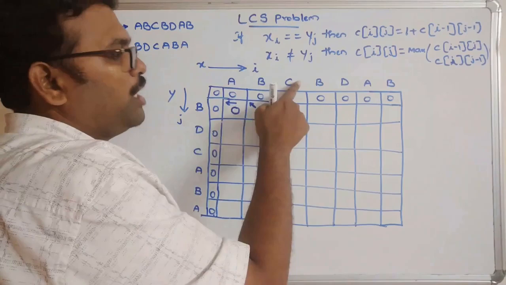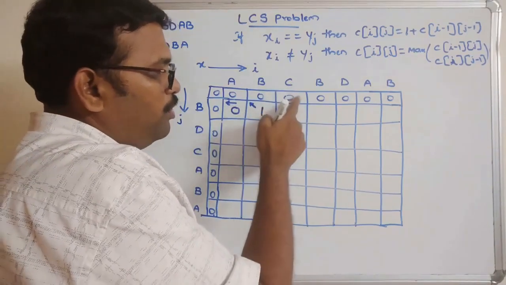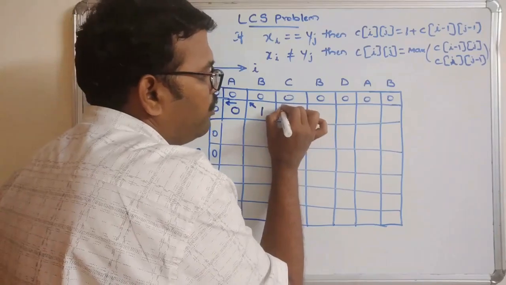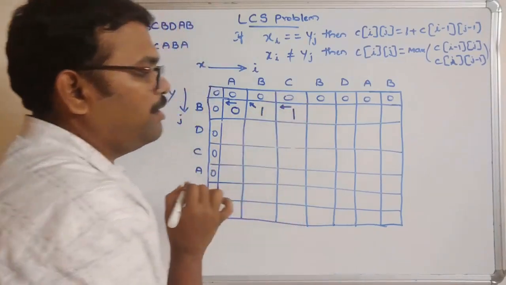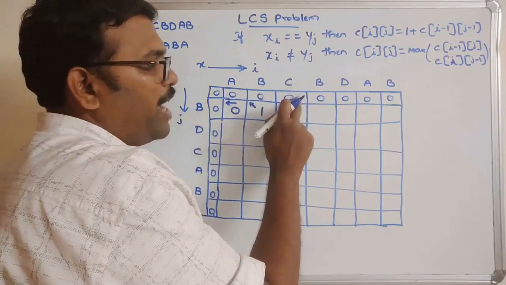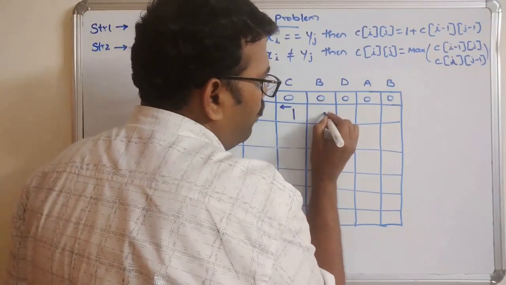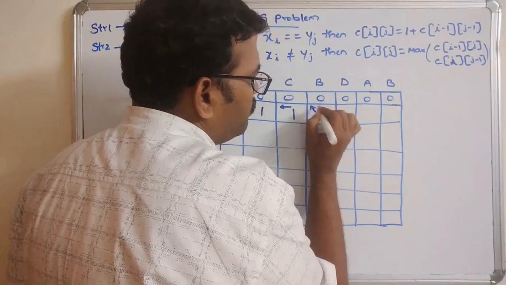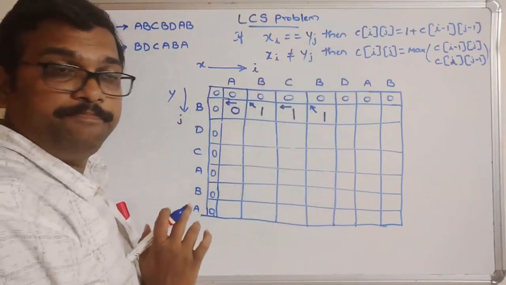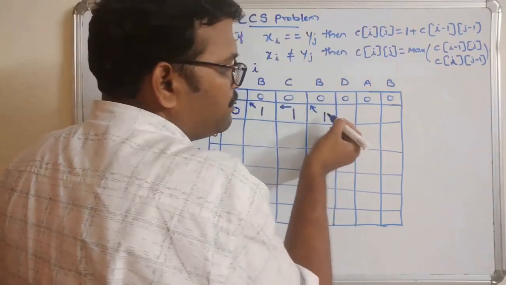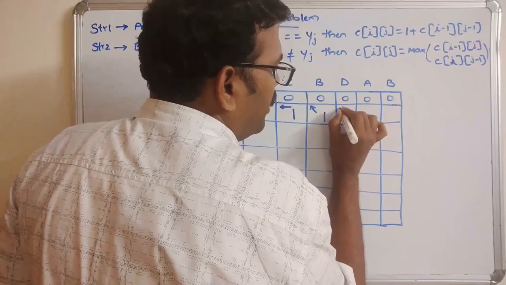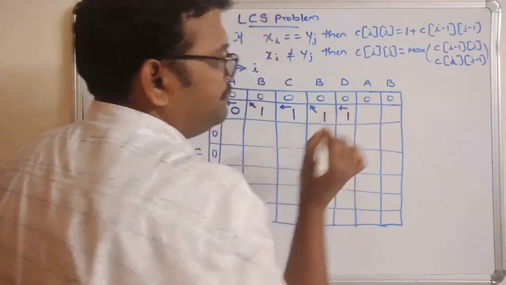Now B and C both are not equal. Among these two, which one is the max? 1. So I will take 1, and we have taken this from this particular cell. And again B and B both are equal. So we need to add this one. 1, and we got this from the diagonal. And B and D both are unequal. So we need to consider a maximum from either this cell or this cell. So 1 is a maximum, and we have taken this from this cell.